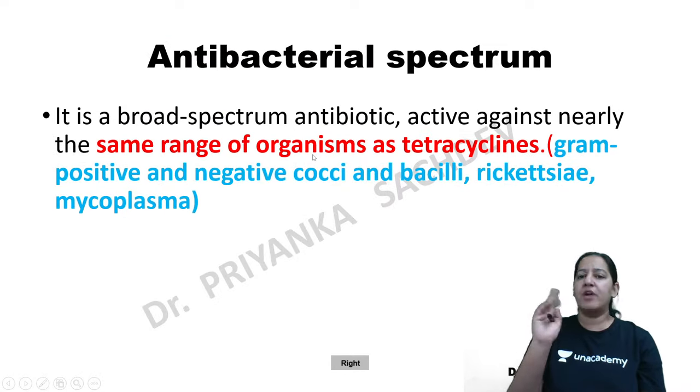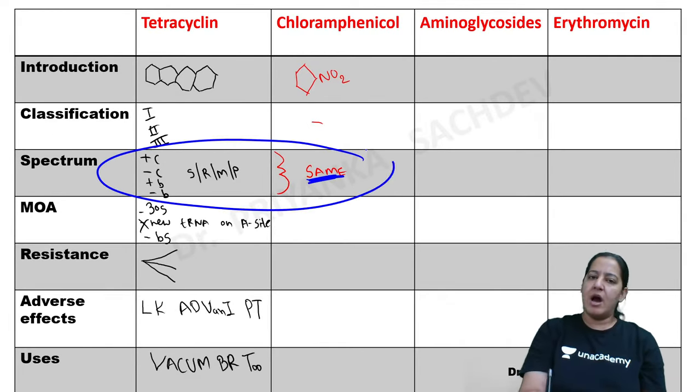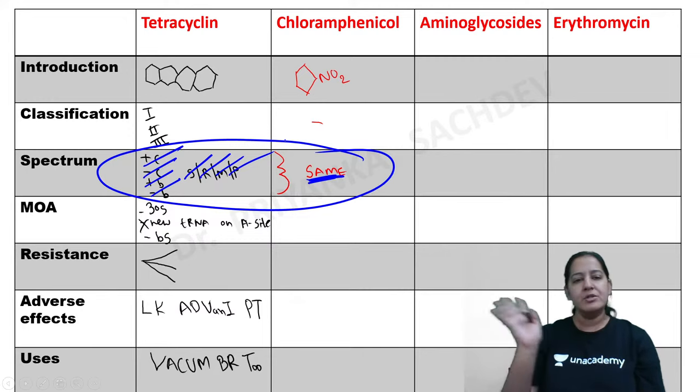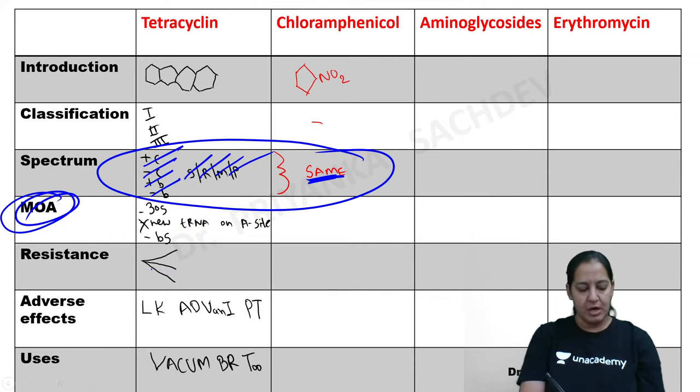So gram positive, gram negative, same. Right? It is gram-positive cocci, gram-positive bacilli, gram-negative bacilli, spirochetes, rickettsia, mycoplasma, protozoa, everything. So the spectrum is the same. There is no difference in spectrum. Coming to mechanism of action.